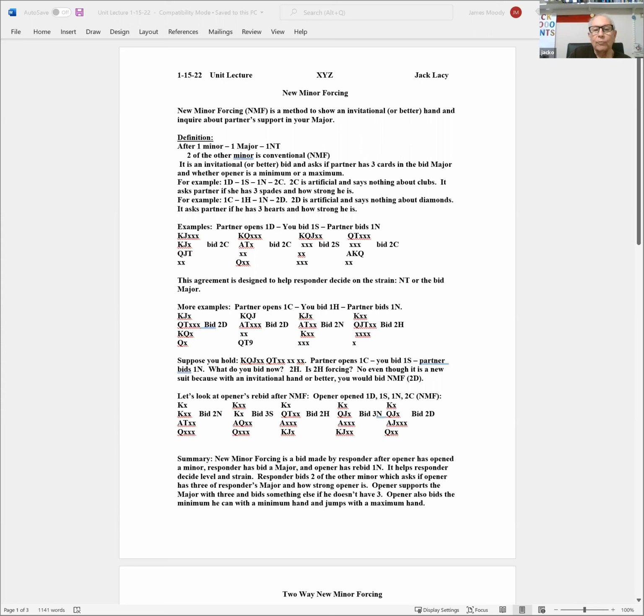So this started as a lecture on XYZ. And as I got it going, I realized it was easier to teach XYZ by starting with new minor forcing, and then two-way new minor forcing, and then finally XYZ. So you'll see how that works out.